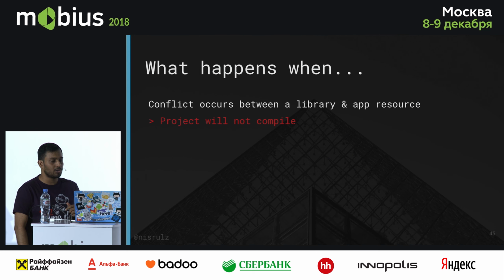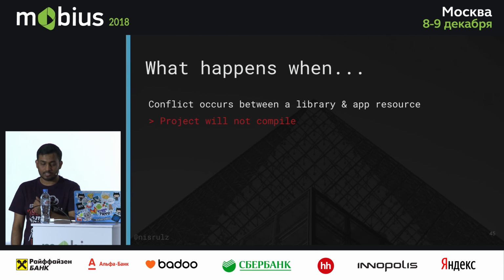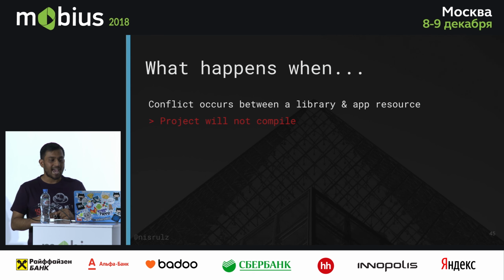So we're going to take this example of when the conflict actually happens. But before that, we also want to understand what actually happens in this case. Say, for example, the app developer has the same key. The library developer also built the same kind of keys. And when they both conflict, the project will not compile.